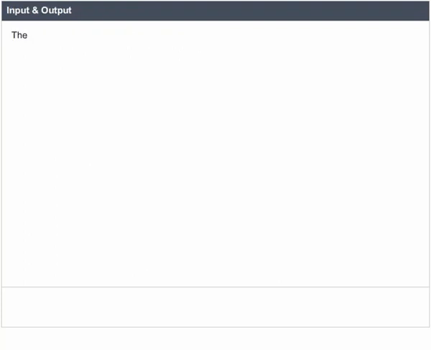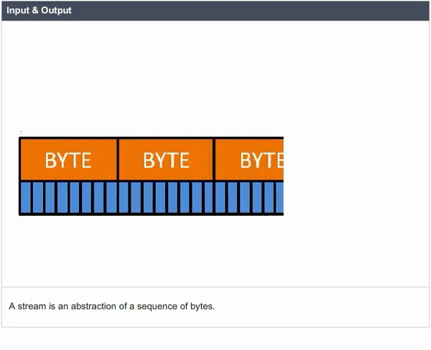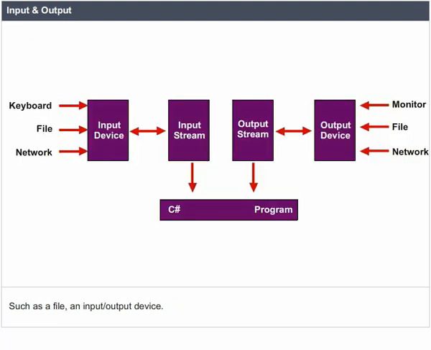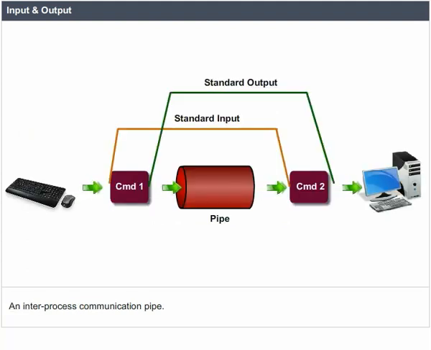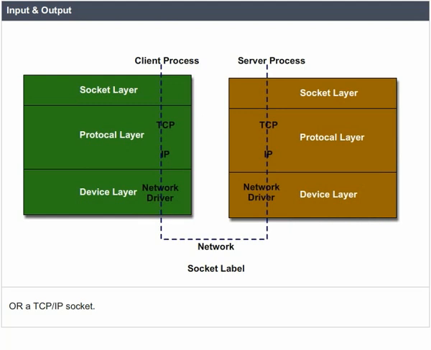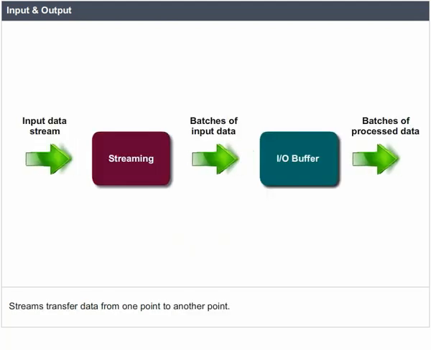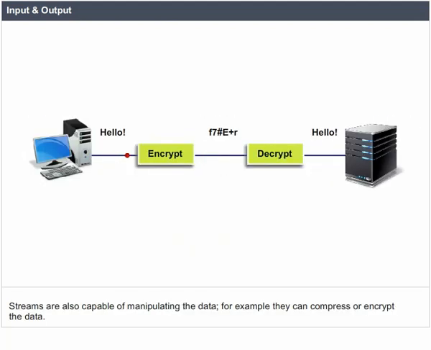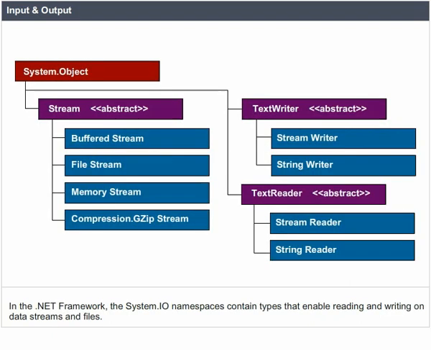Input, output. The input and output in C# is based on streams. A stream is an abstraction of a sequence of bytes, such as a file, an input-output device, an inter-process communication pipe, or a TCP/IP socket. Streams transfer data from one point to another point. Streams are also capable of manipulating the data. For example, they can compress or encrypt the data. In the .NET Framework, the System.IO namespaces contain types that enable reading and writing on data streams and files.